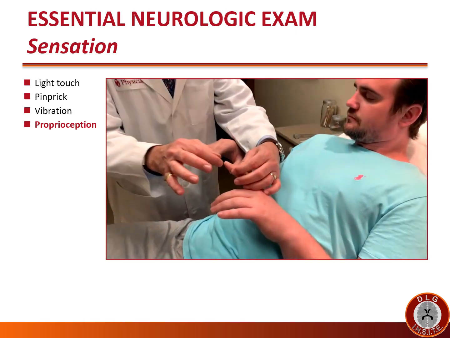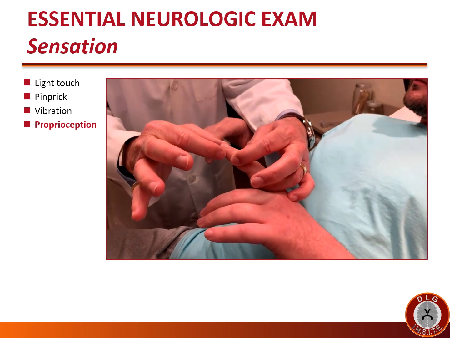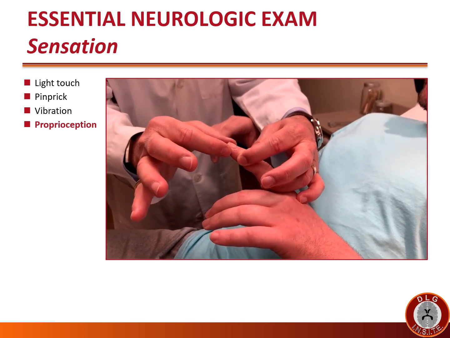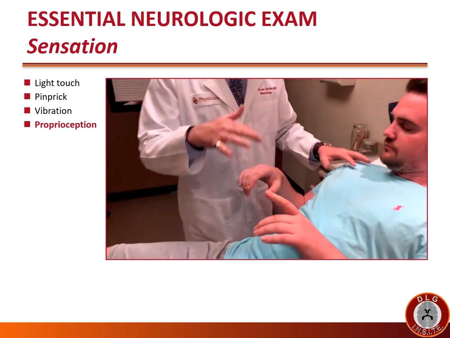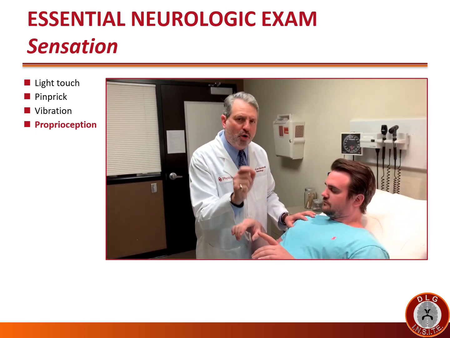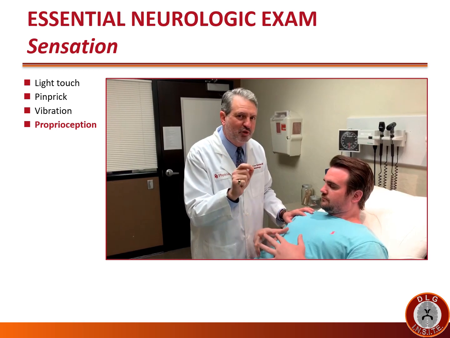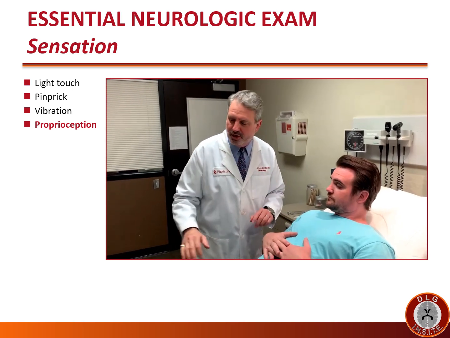Now, same thing on the other side, sir. Eyes closed. Which way am I moving your finger? Down. Up. See that a normal person can sense slow 1 millimeter movements. That's what you want. Let's go to the toes now, sir.